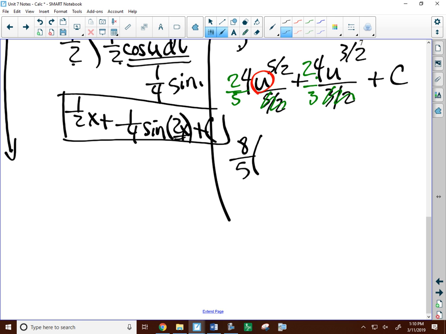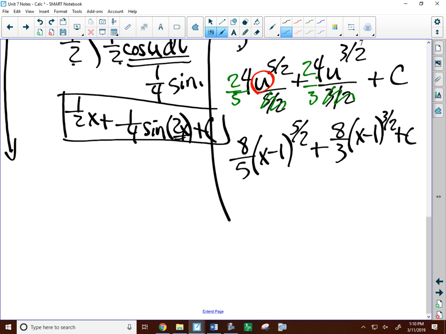I can't find it. x minus 1, right? u was x minus 1. So I'm replacing u with x minus 1. And then I gotta simplify this one. 2 times 4 is 8/3. And then replacing u with x minus 1, plus c. Now, it's not a pretty one, but it worked. So we were able to find an antiderivative.